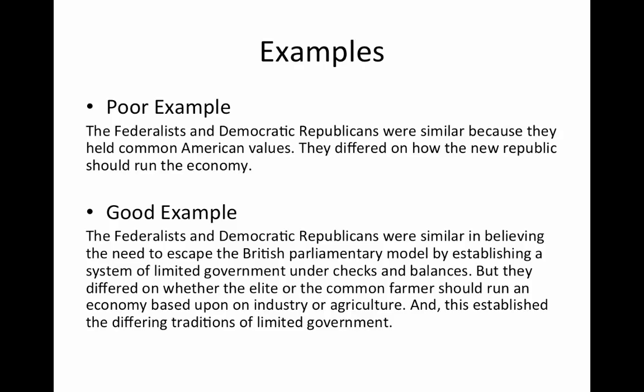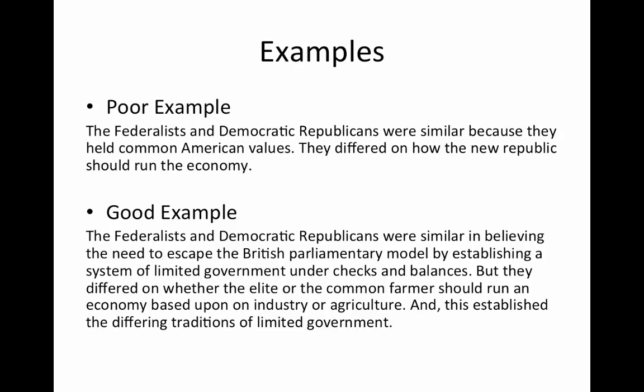The Federalists and Democratic Republicans were similar in believing the need to escape the British parliamentary model by establishing a system of limited government under checks and balances. But they differed on whether the elite or the common farmer should run an economy based upon an industry or agriculture. And this established the differing traditions of limited government.